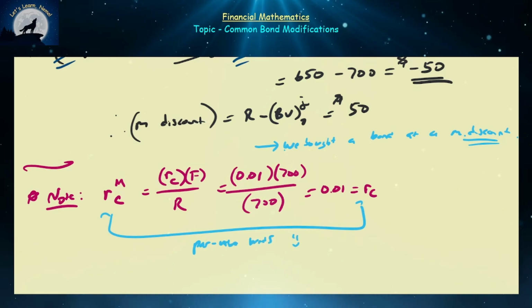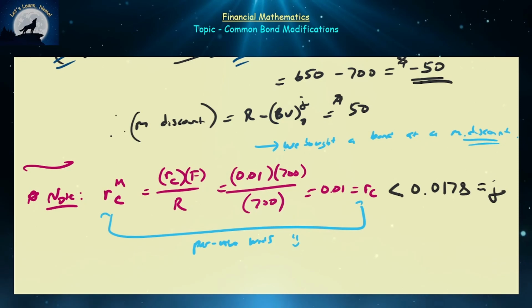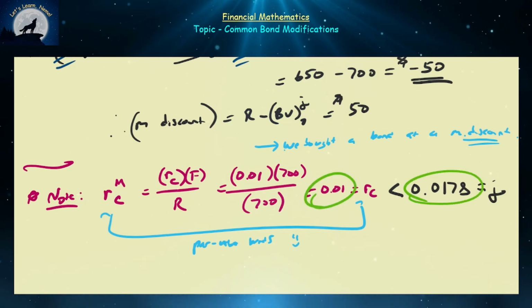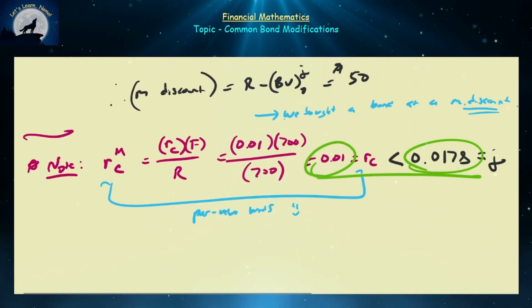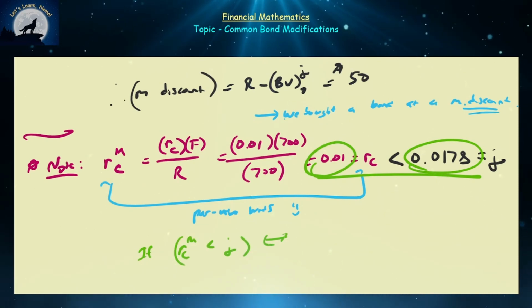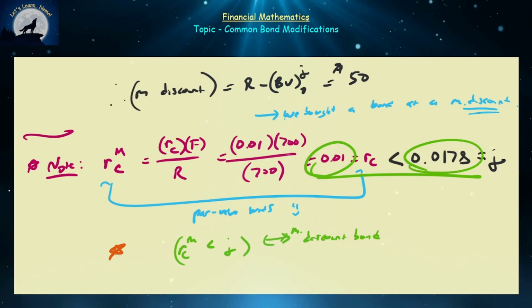Nice little corollary. And our J value was 0.0178 approximately, right? So if we compare these particular things, we have 0.01 is less than 0.018. So keep in mind, if RMC is less than J, then this is true if and only if this is a maturity discount bond transaction, right? So that's one of the things that we have, and that's an if and only if statement. So RMC less than J if and only if maturity discount bond transaction.